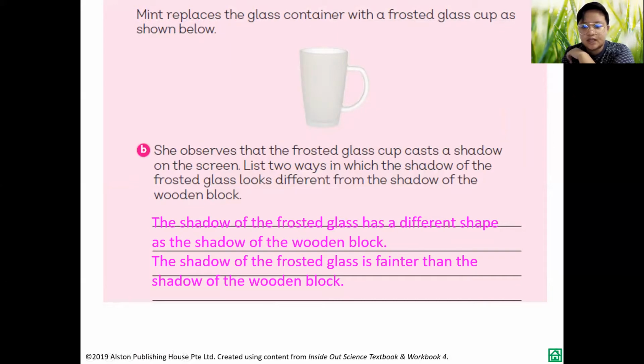The shadow of the frosted glass has a different shape. Okay, this is the clue here, a different shape from the shadow of the wooden block. The shadow of the frosted glass is fainter than the shadow of the wooden block. What it means by faint is the shadow looks lighter. I think it is because of the frosted glass cup. Have you seen one? I think it allows the light to pass through a little bit. It's like a translucent object. So the shadow is fainter on the screen.